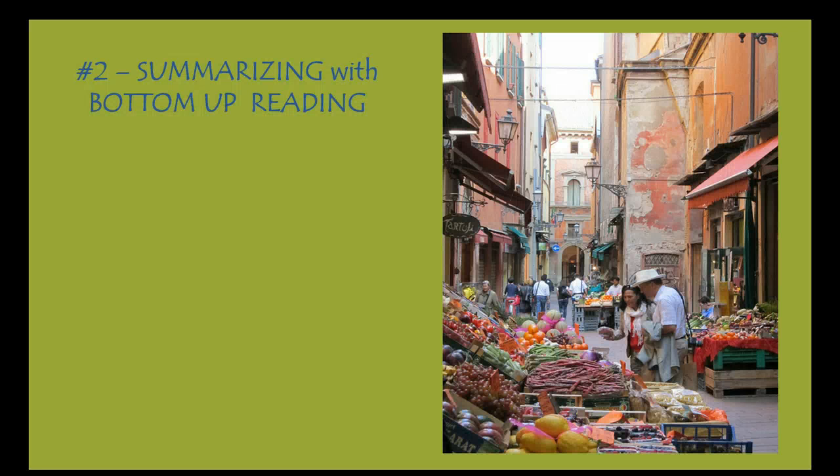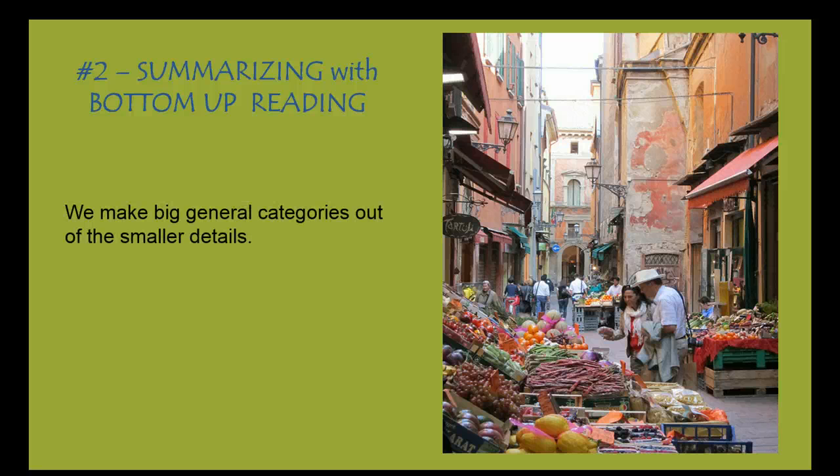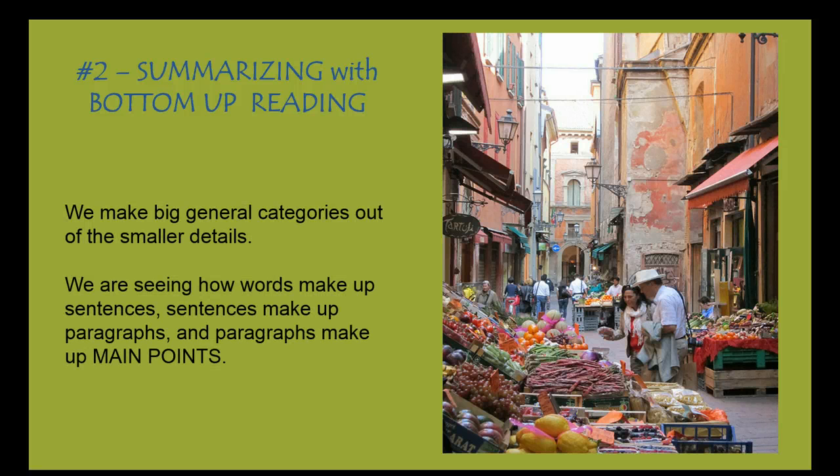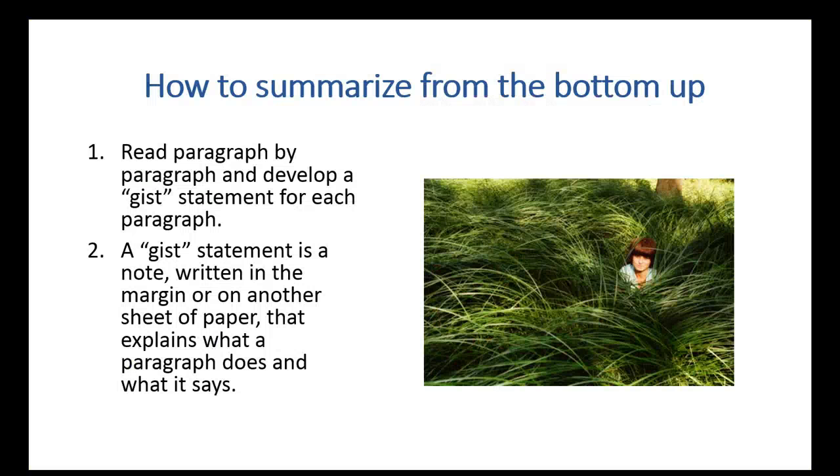Another way to summarize is using bottom-up reading, where you make big general categories out of the smaller details. So what you can do to summarize from the bottom up is read each paragraph and develop a gist statement for each one, which is an explanation of what the paragraph does and what it says.